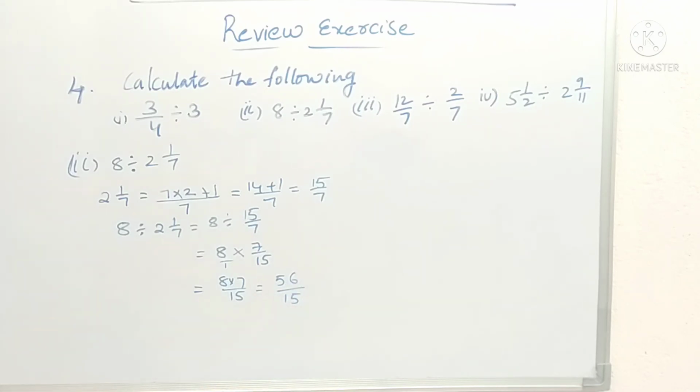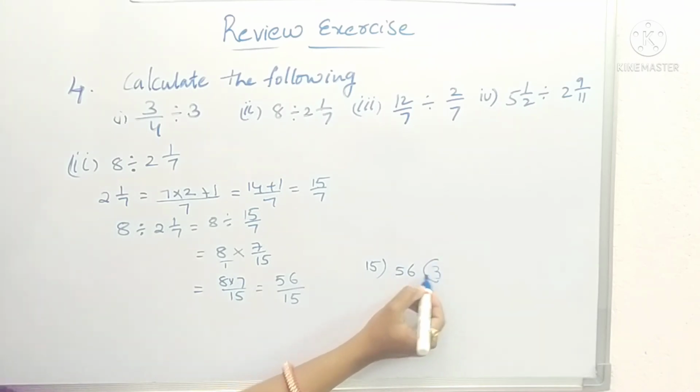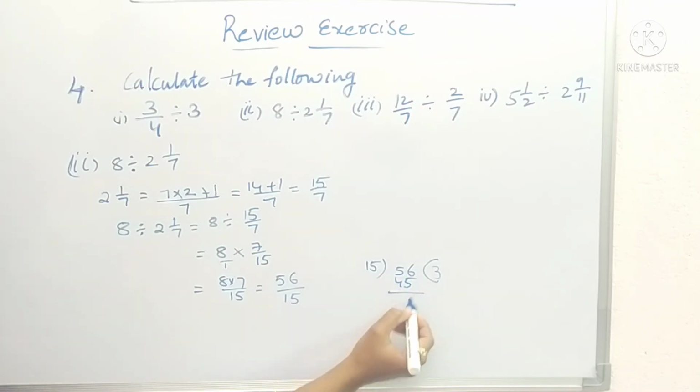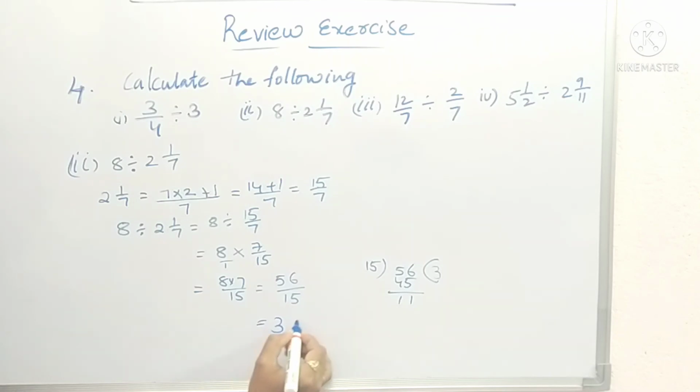So there are no common factors to cancel, so this is the answer. Or otherwise you can convert it into a mixed fraction also. We'll divide 56 with 15. So 15 3s are 45, 15 4s are 60. So 15 3s are 45 and the remainder will be 11. So 3 11 by 15.